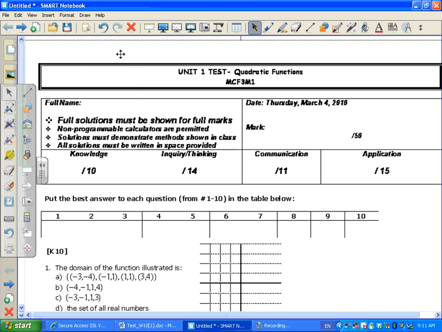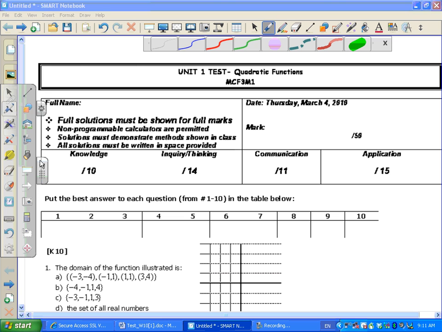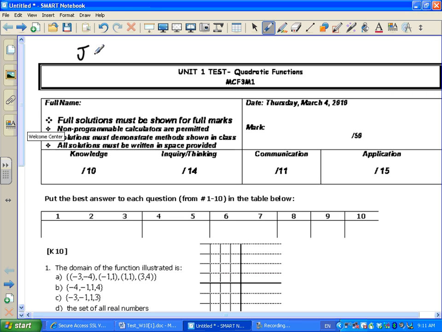Okay, today is June 7th, 2011. This is the Chapter 1 test.